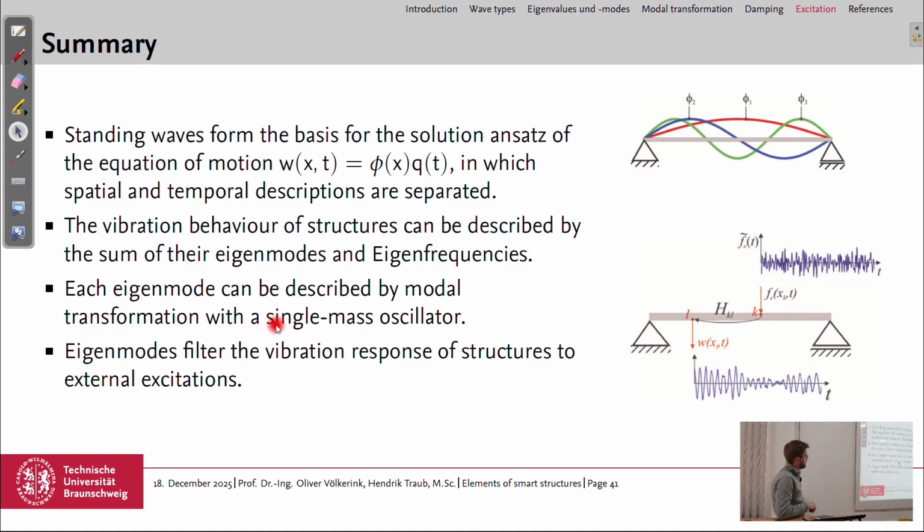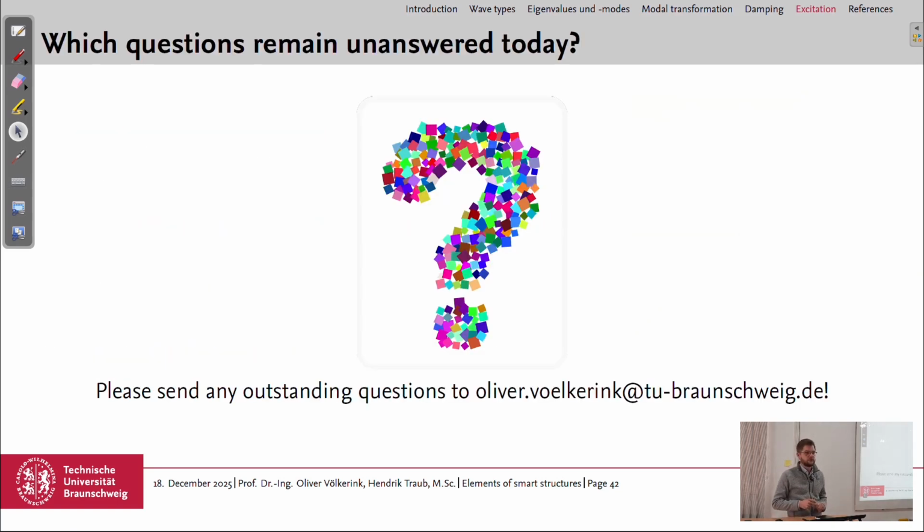And yeah, each eigenmode can be described by modal transformation with a single mass oscillator. And then the sum of single mass oscillators describes the overall behavior of the structure. And eigenmodes act as a filter to the vibration response of structures to external excitations. So they don't vibrate in the same spectrum as the excitation, but the vibration behavior is filtered by the eigenmodes of the structure. Do we have questions on this?